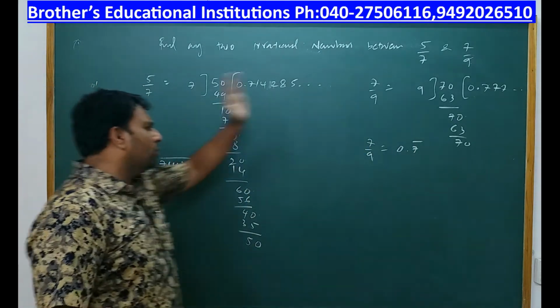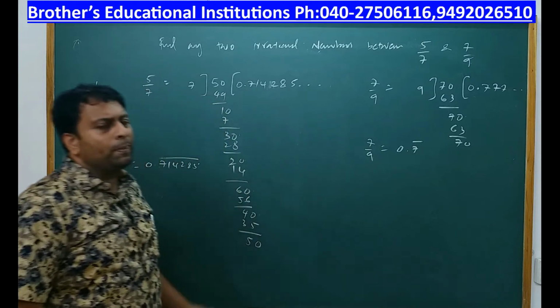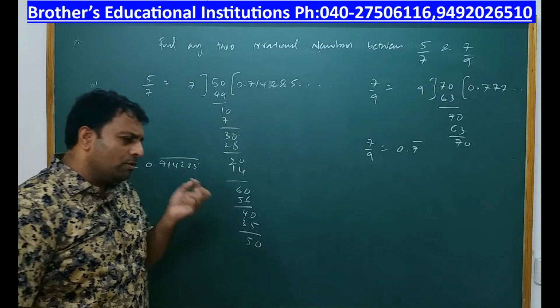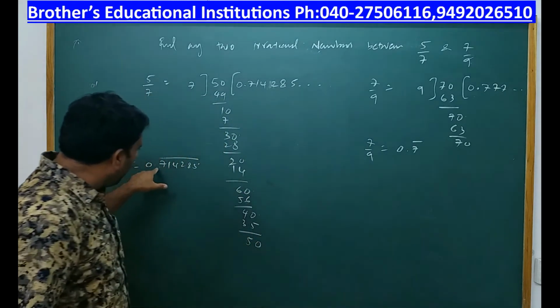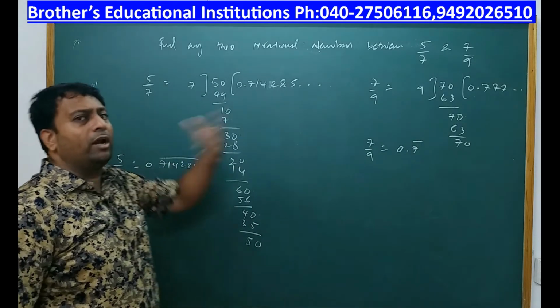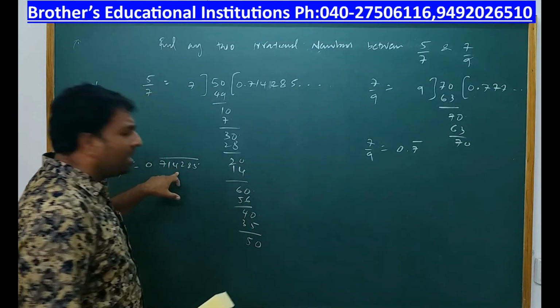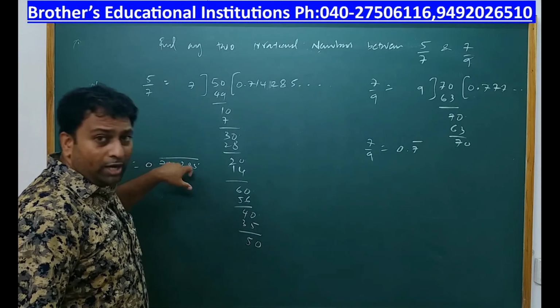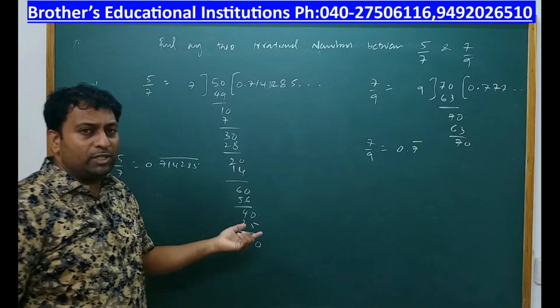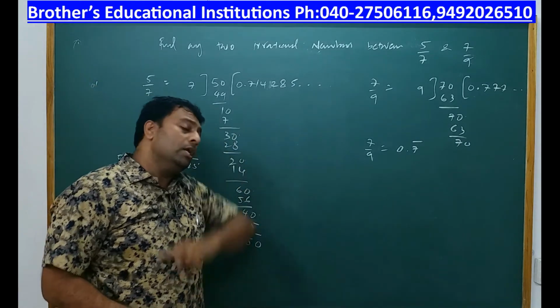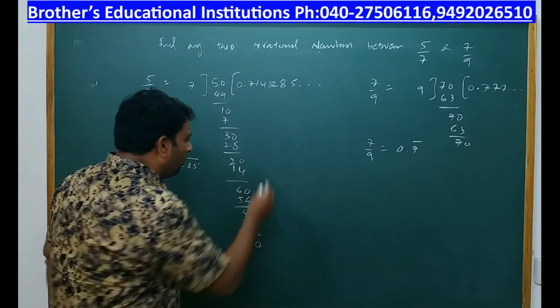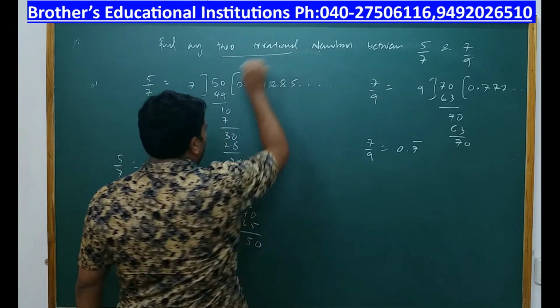Now between these two numbers I have to insert an irrational number. What is an irrational number? After the point the digits are non-repeating. These are repeated and non-terminating, whereas an irrational number is a non-terminating, non-repeating decimal. So how do I insert two irrational numbers between these two?